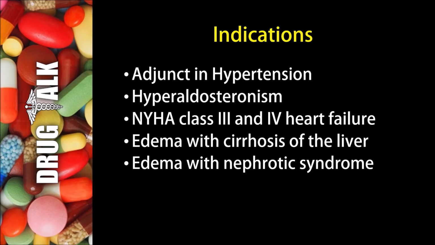Now, in terms of indications or reasons we would prescribe this medication to a patient, we may see it used as an adjunct or add-on therapy in hypertension or high blood pressure. We may see it used to treat hyperaldosteronism or New York Heart Association Class 3 or 4 heart failure. The medication may be used to treat edema associated with cirrhosis of the liver or edema with nephrotic syndrome.